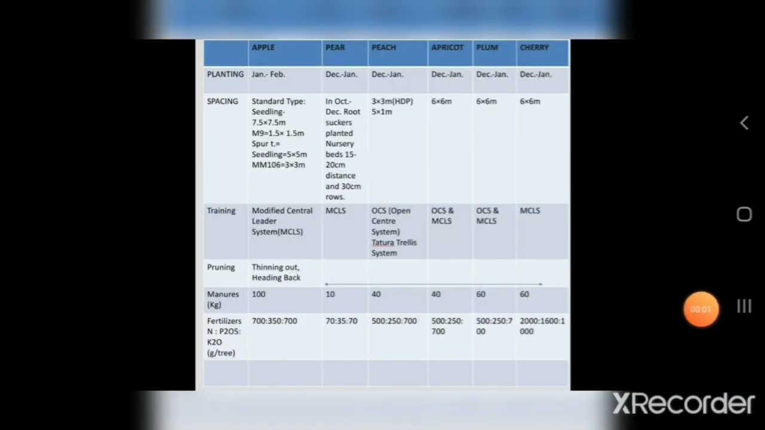So in my next part, in part 3, I'll discuss the maturity indices and harvesting, the post-harvest management, insects, pests and diseases, and the most important varieties will be discussed in the next part.